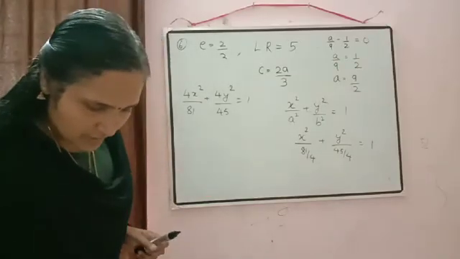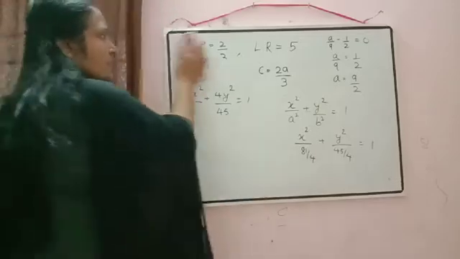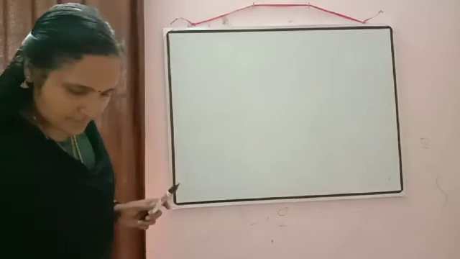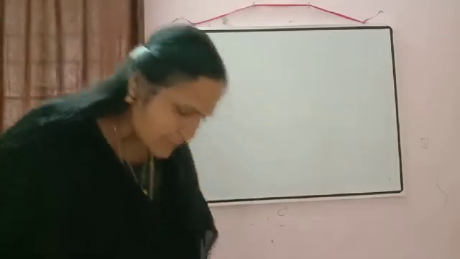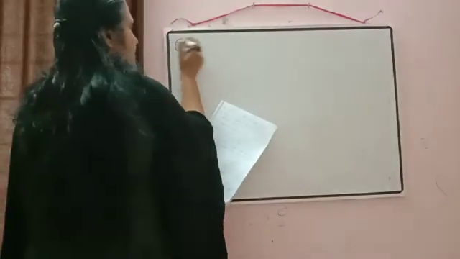Okay. Now we will do the next question. Question number 7. In question number 7, it is given foci plus or minus 3, 0.